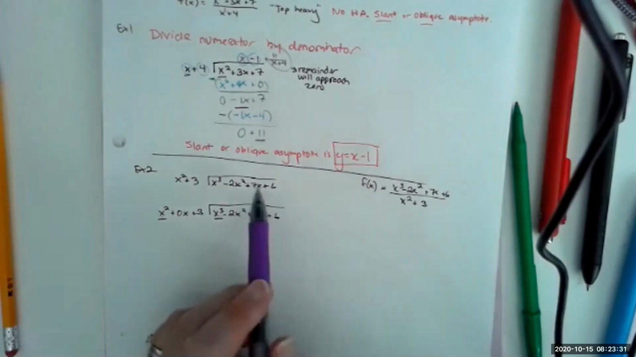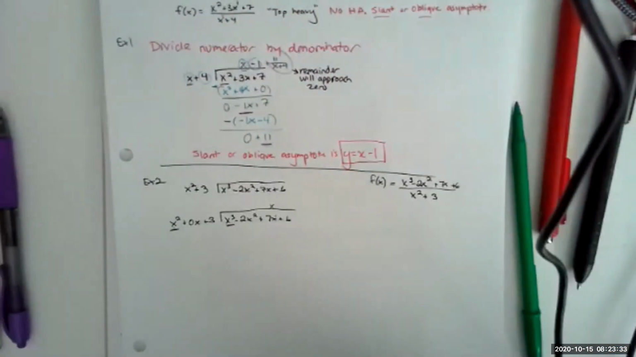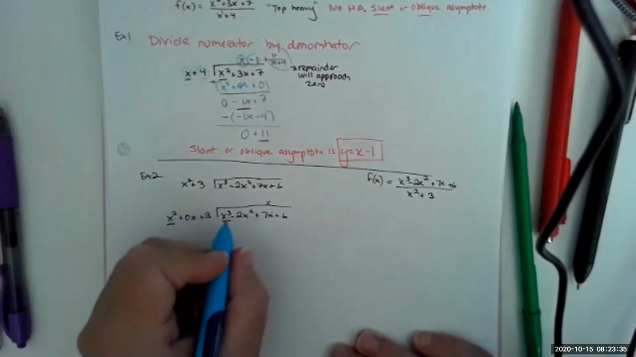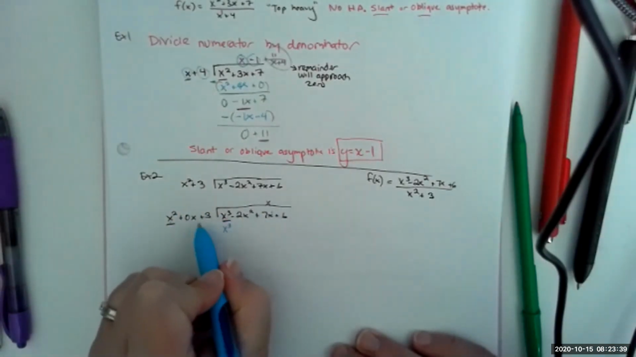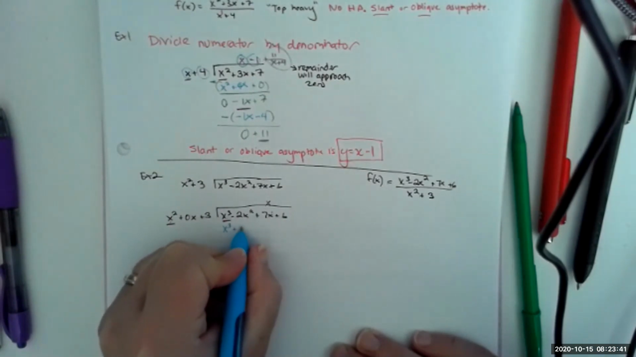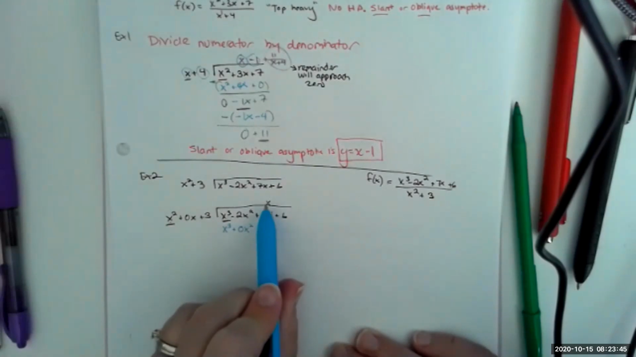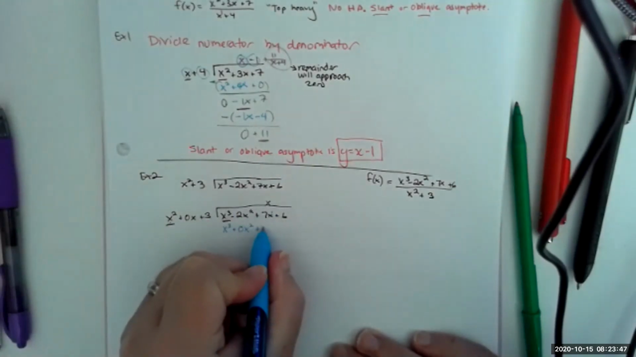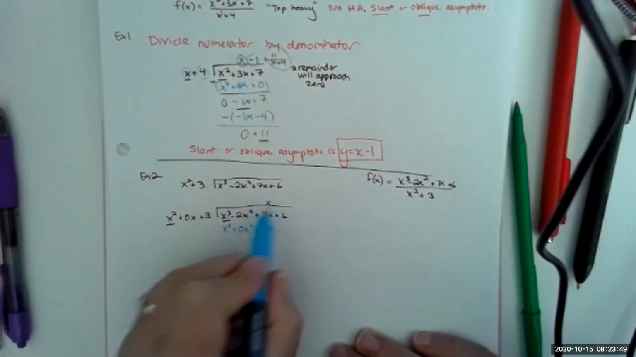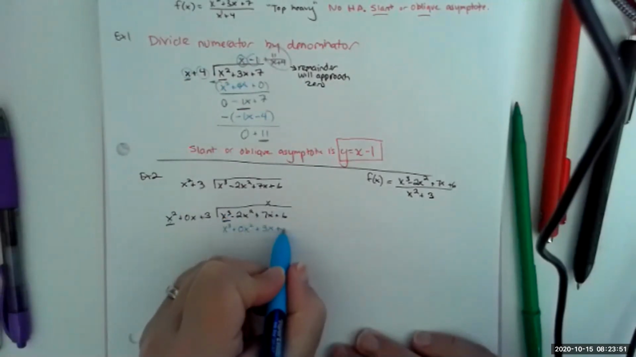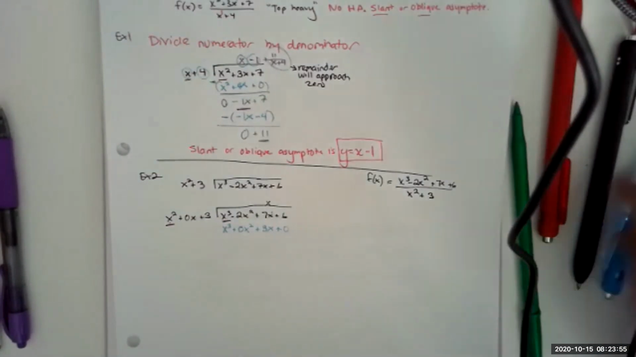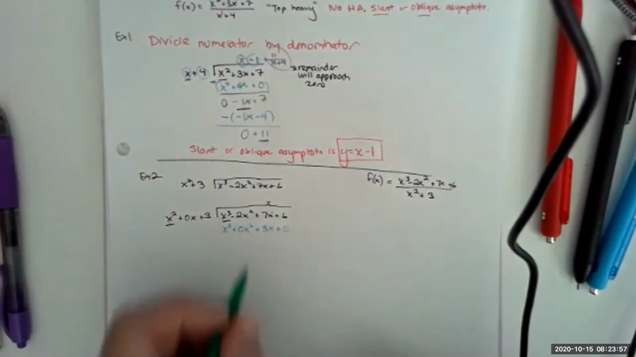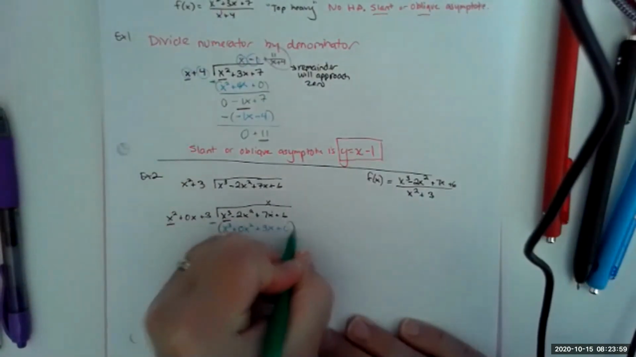Now I will multiply. x times x squared would be x to the third. x times 0x is 0. I could say 0x squared, but it's 0. x times 3 would be 3x. And then there's nothing in the constant spot. All right, now I will subtract.